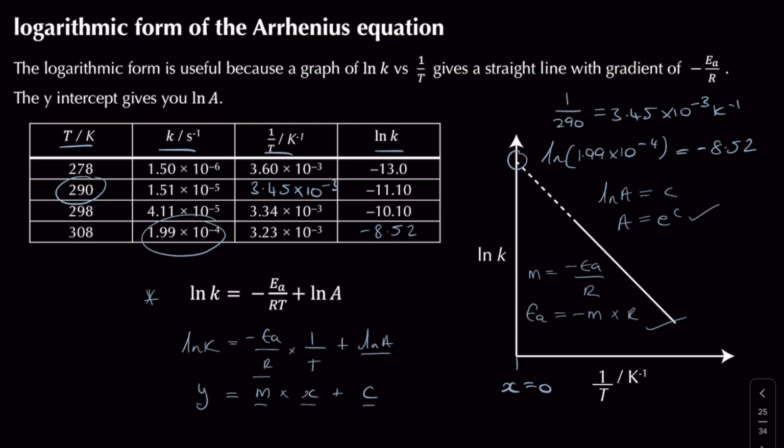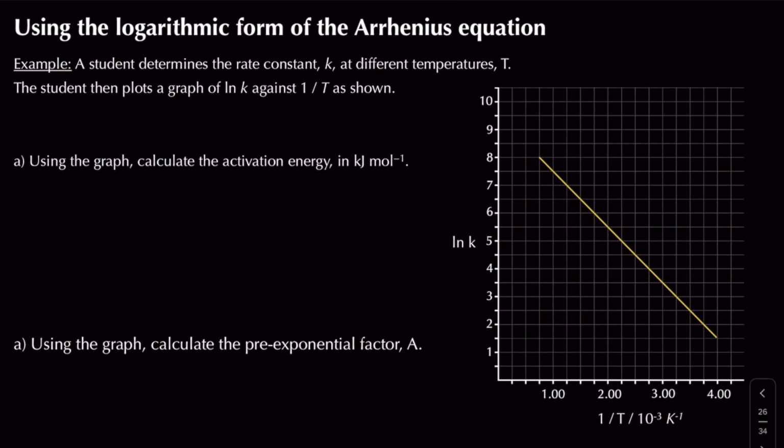We get a graph in terms of y equals mx plus c, and we can find the gradient, do a bit of processing, and then find the y-intercept and do a bit of processing to get our answer. So yeah, I've got an example here. Let's try this one. We're told a student determines the rate constant k at different temperatures T.